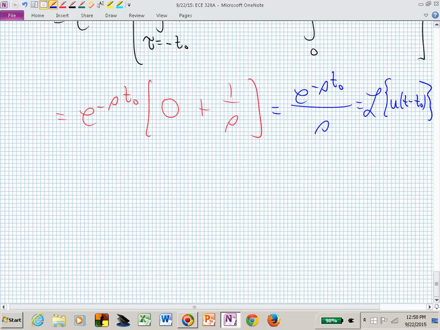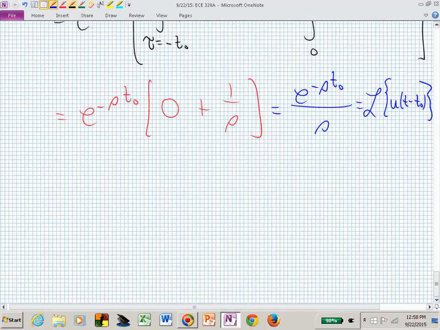That looks somewhat like the Laplace transform of our unit step. That was just 1 over s. We've now simply scaled that 1 over s by this complex exponential. T naught is a constant, and s is a complex variable.